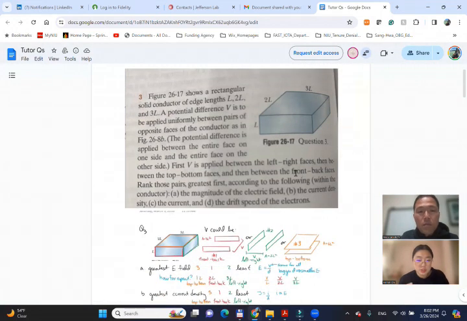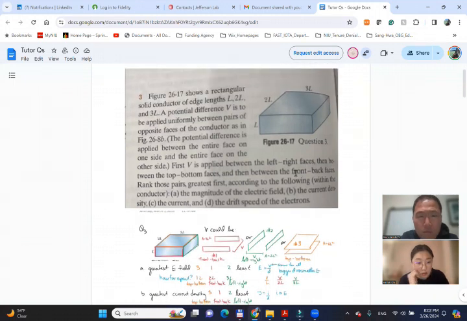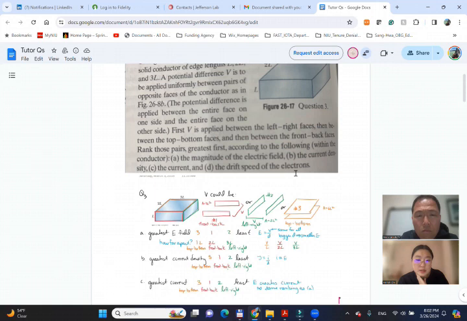Yeah, so there's two screenshots. The first is the question, the second is her work. I just have a question about part B. It gives you three different scenarios where you're looking at a solid rectangular conductor, and you're comparing the different electric fields and current densities of the front and back panels compared to the side panels compared to the top and bottom panels. For part B, it says greatest current density.